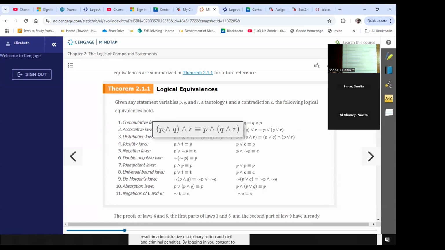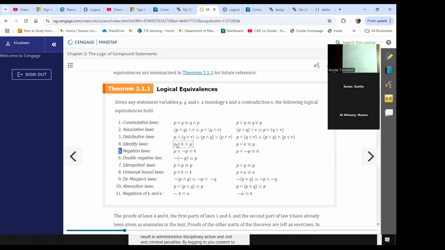Like here, it's all AND operators. And the associative law says, hey, you can slide the parentheses around. It doesn't matter if we first evaluate P and Q or if we first evaluate Q and R. It's not going to matter because it's all AND operators anyway. See what I mean?